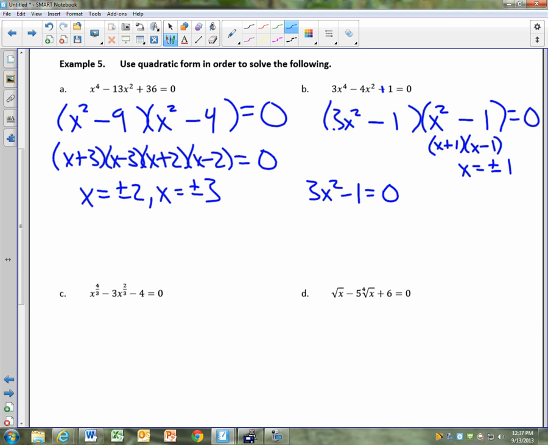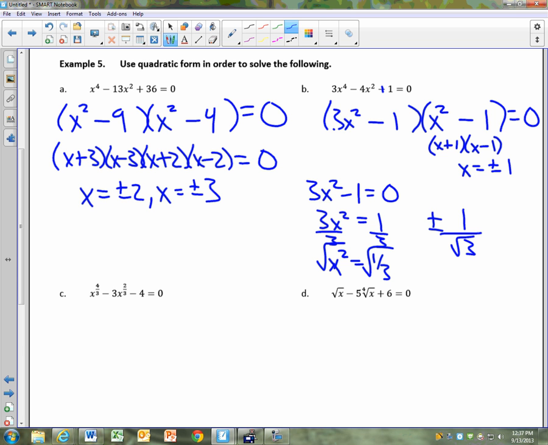Maybe you remember how to do that from Algebra 1. What are we going to do to both sides? Add the 1, and then I divide by 3. I get x squared is equal to 1/3. Square root both sides. Can you take square root of 1? Yep. Can you take square root of 3? Nope. So you get plus or minus 1 over the square root of 3.